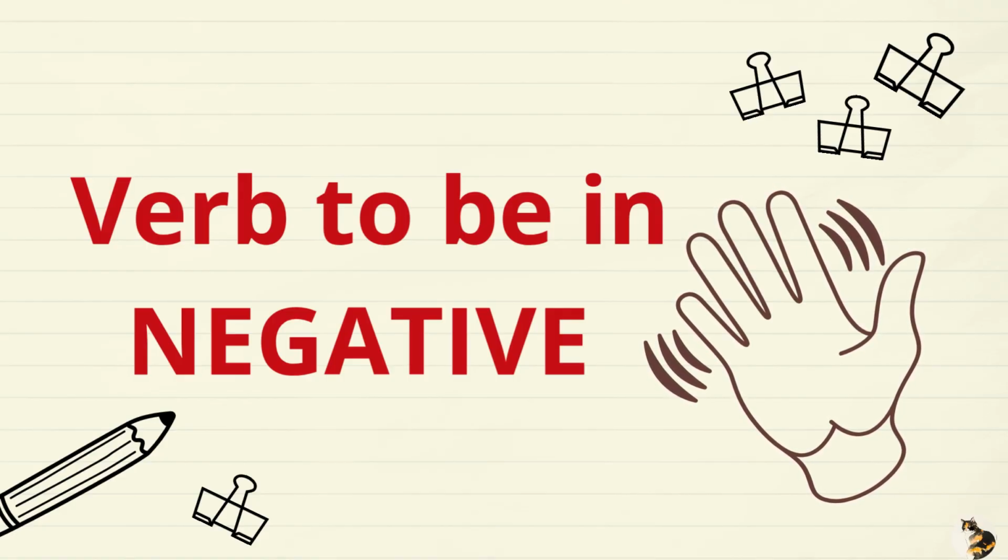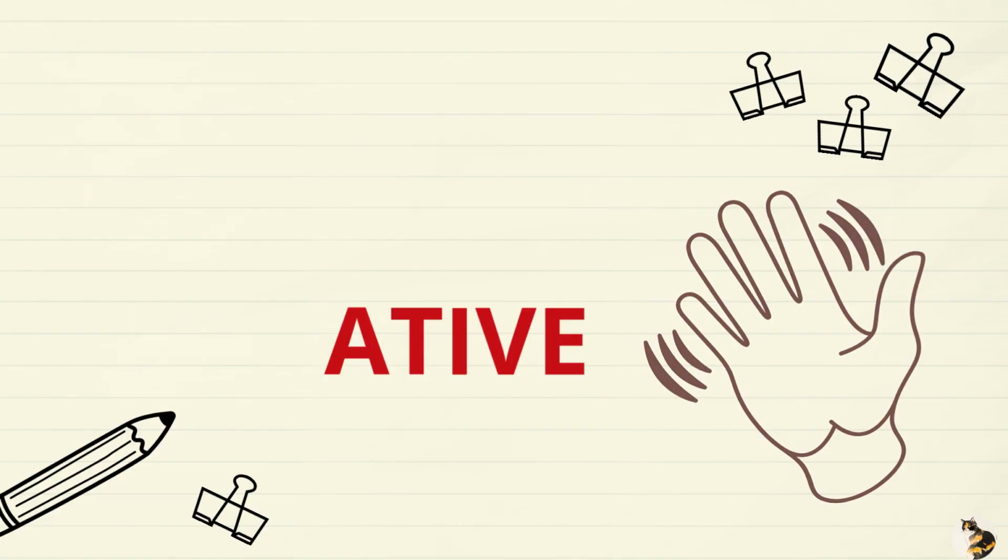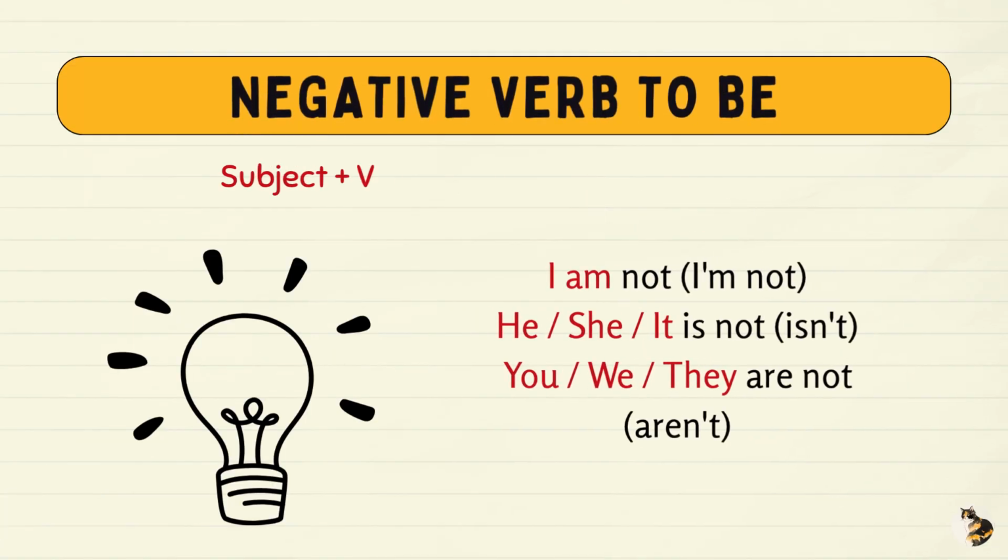The basic rule is very simple. Look at this. We have subject plus verb to be plus not plus complement. Let's see how it works.